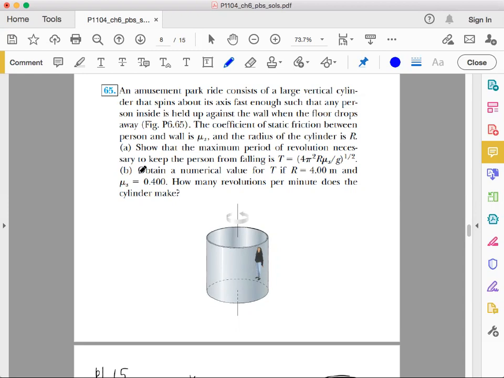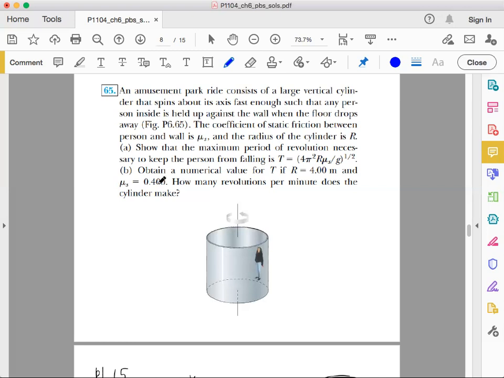And then in part B, you have to obtain a numerical value for this period when R is equal to 4 meters and μs is equal to 0.4. And in this case, you have to calculate how many revolutions per minute the cylinder makes. So let's start by explaining again what the problem is.